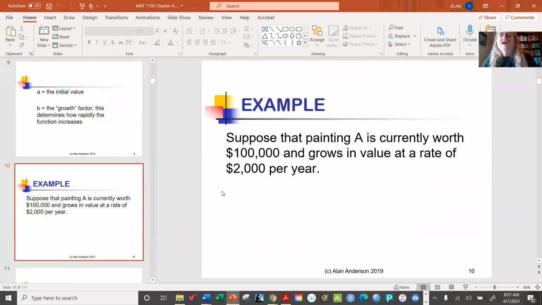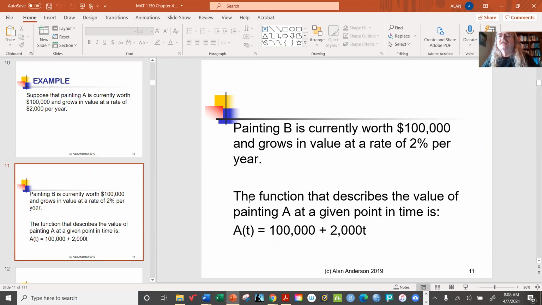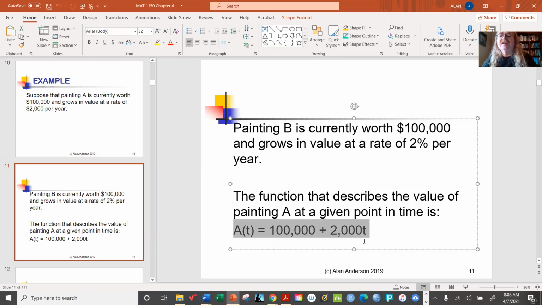Here we have two examples of a painting where in one case, the painting is growing at a linear rate, and in the other case, it's growing at an exponential rate. So painting A is growing at a rate of $2,000 per year, growing in value, that is. And then B is growing at a rate of 2% per year. So A is described by a linear function, as you can see. It starts out today when time equals 0 with a value of $100,000. And then every year that goes by, the value goes up by $2,000.